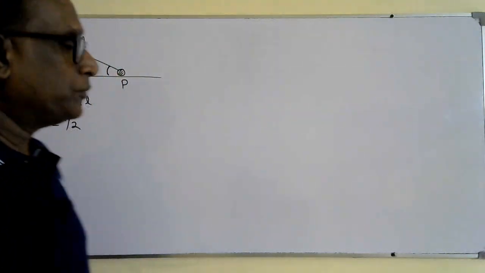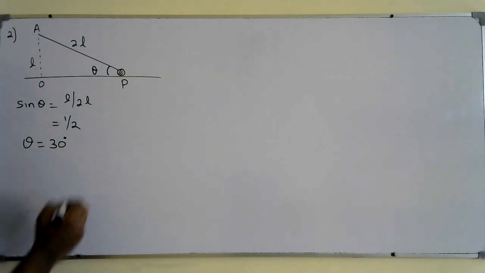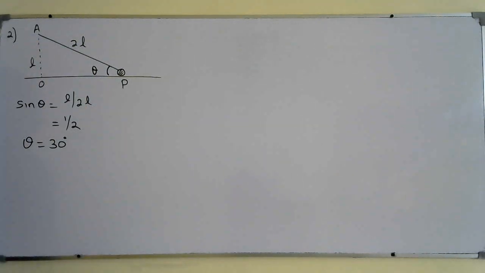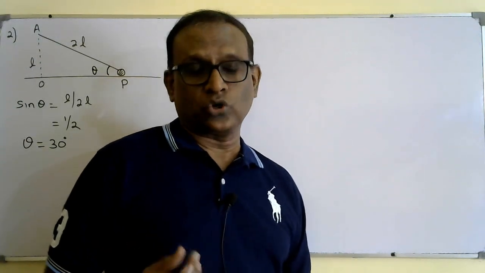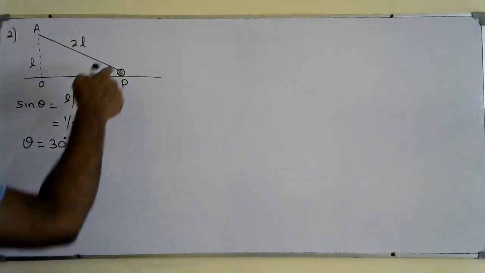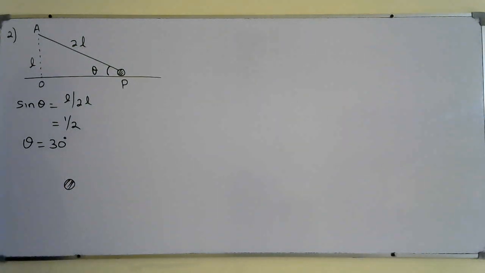That means theta is going to be 30 degrees, from sine inverse half. Okay, we know the angle made by the string with the horizontal floor. So what are the actual forces acting on the particle? If you draw that, you must be able to identify them, it's very important.